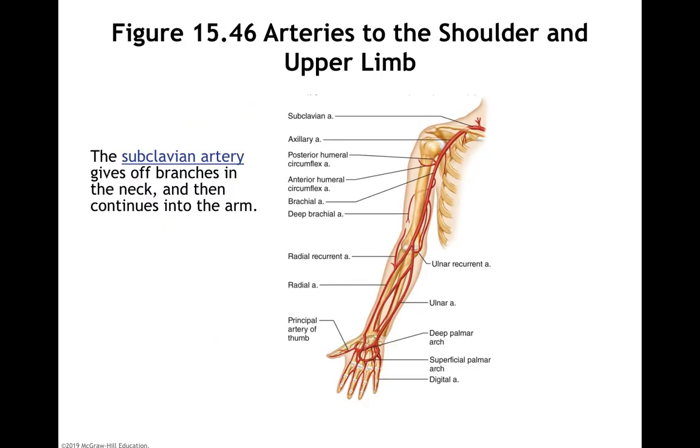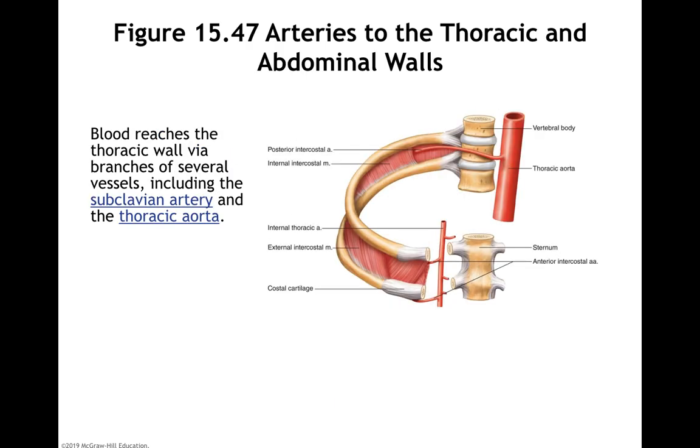Upper limb and shoulder start with the subclavian artery. In the abdominal walls, the subclavian artery and the thoracic aorta are very important.